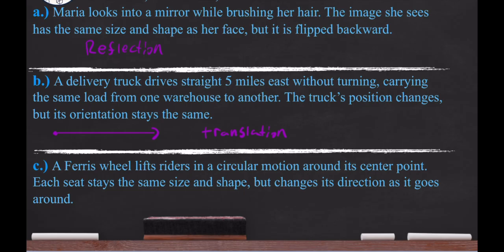And lastly, in part C, a Ferris wheel lifts riders in a circular motion around its center point. Each seat stays the same size and shape, but changes its direction as it goes around. This right here is a rotation. This is because we have our center point, and as it rotates around, it's going to be the same distance as it's going around that center point. So this would be a rotation.